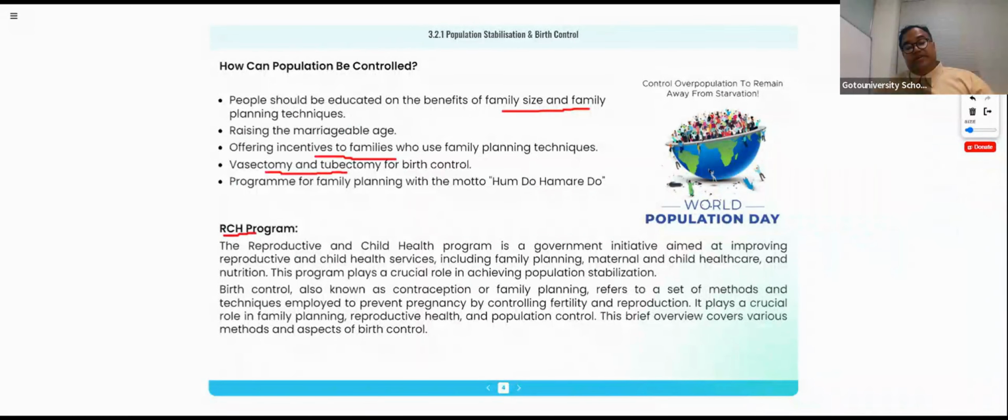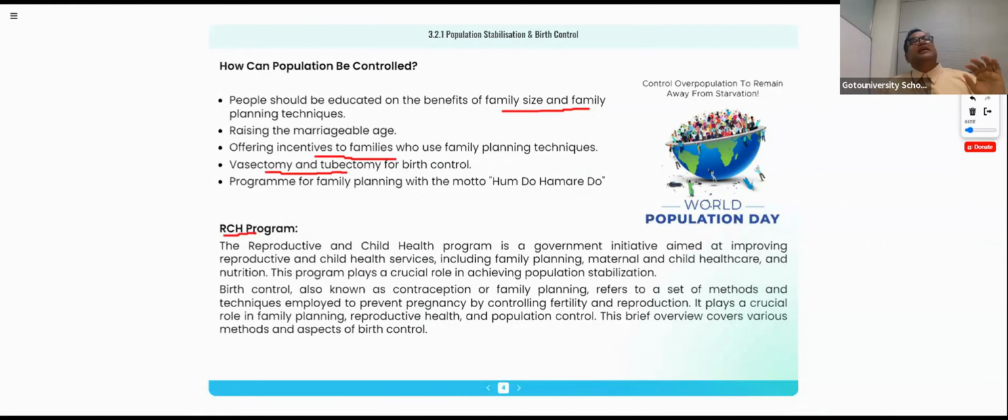RCH denotes the Reproductive and Child Health program. This is a health program for each and every married couple, which explains when to have copulation, when not to have copulation, how to keep a hygienic environment, and how to avoid drug intake. For example, antibiotics taken by a normal person for various health complications should not be taken by a pregnant woman randomly without any doctor's advice.